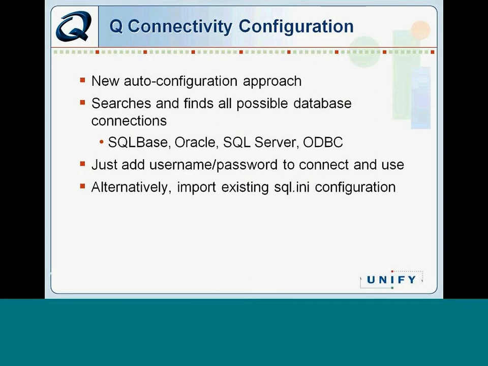Q connectivity configuration. Actually, Q is using a completely new approach to database connectivity that has also been introduced with Team Developer 5.2 to developers, which is called a new auto-configuration approach. It should be relatively seamless to connect to databases, and Unify Q actually goes ahead and searches and finds all possible database connections on a machine. And it finds SQLBase, Oracle, SQL Server, and ODBC data sources. And these can be configured easily.